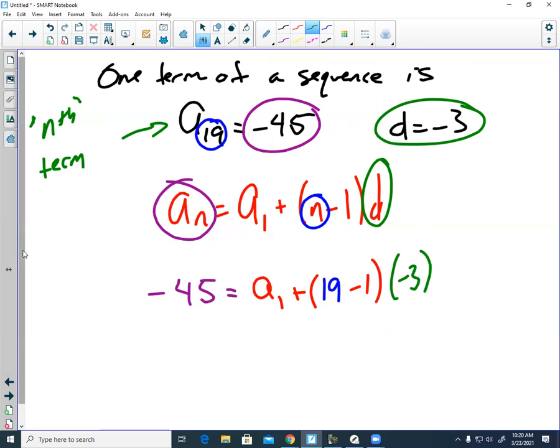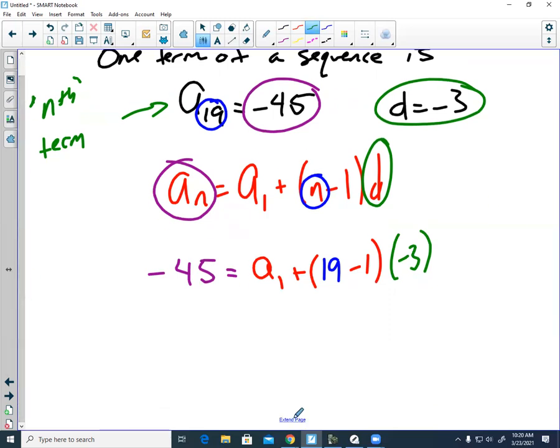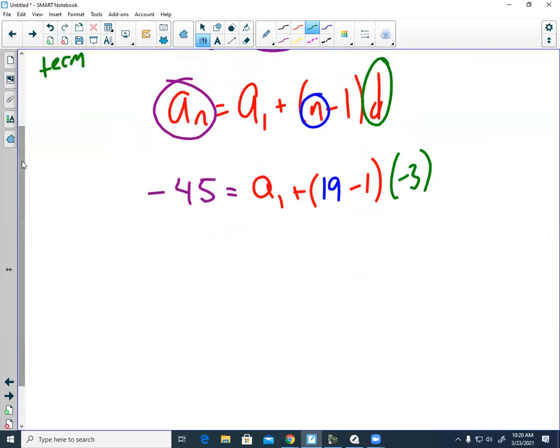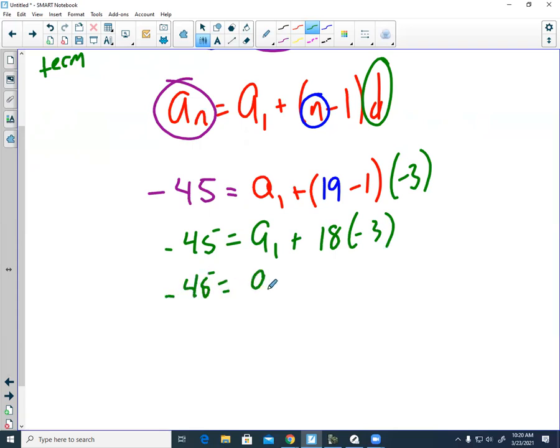Okay, so now we go through the whole math. And again, this is just maybe even 8th grade math, solving for A1. So now 19 minus 1 is 18. So I'm going to get -45 equals A1 plus 18 times -3. So then I'm going to get -45 is equal to A1 plus -54. So I'm going to add 54 to both sides. So then I get -45 plus 54, that is 9. So that's telling me that 9 equals A1.